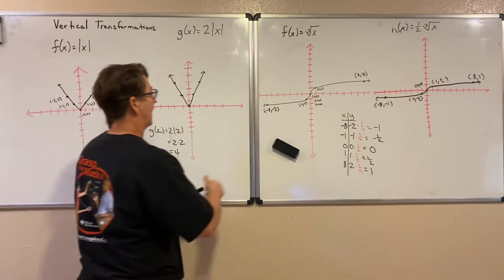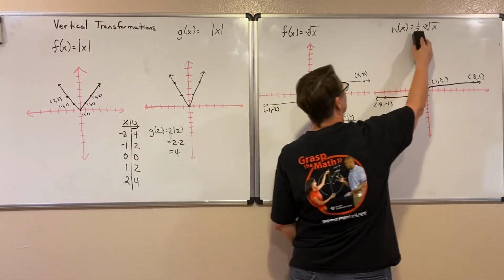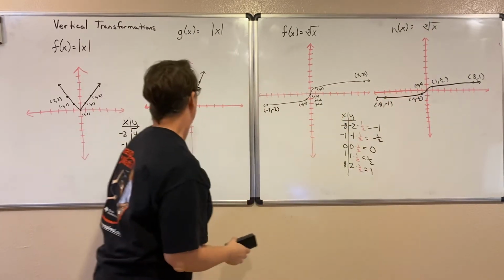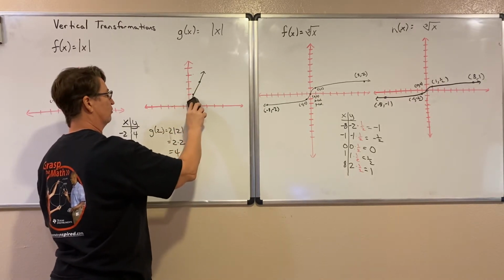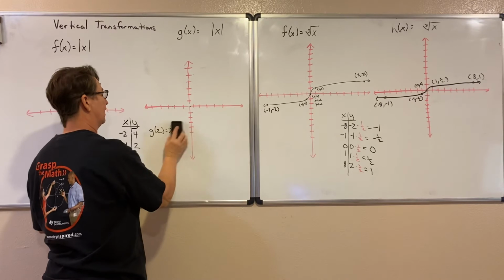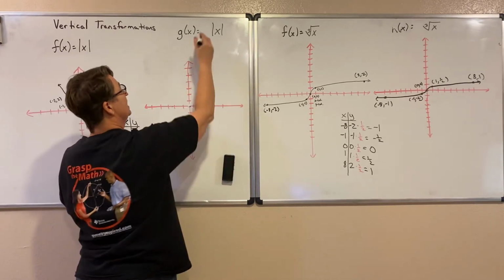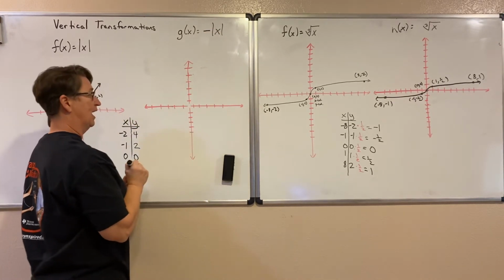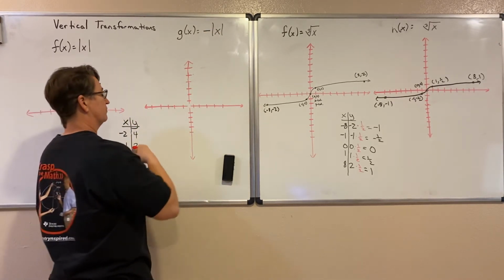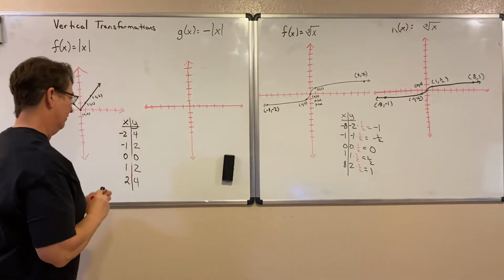Then there's one last transformation that we can do, and it's called a reflection. So in that case, what we are going to do is multiply our function, this time by a -1. I'm just going to take that function and multiply it by a -1. And let's just see what happens when I multiply it by a -1.